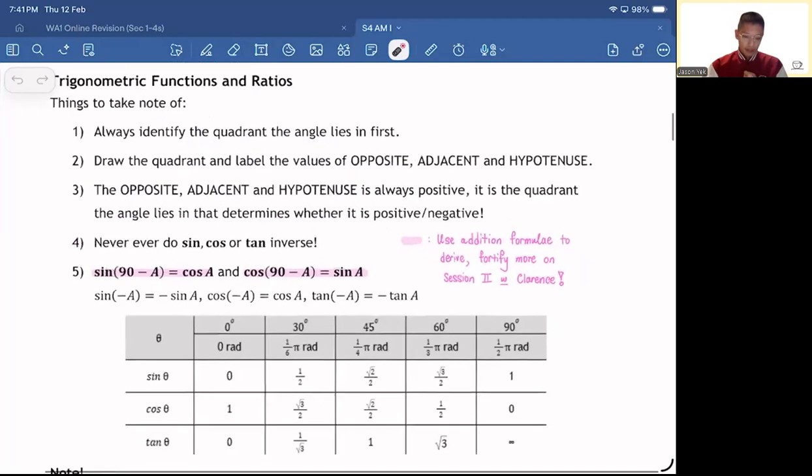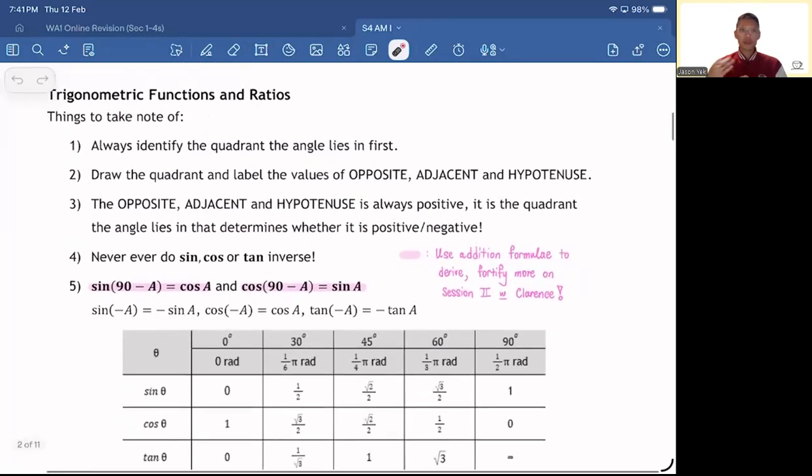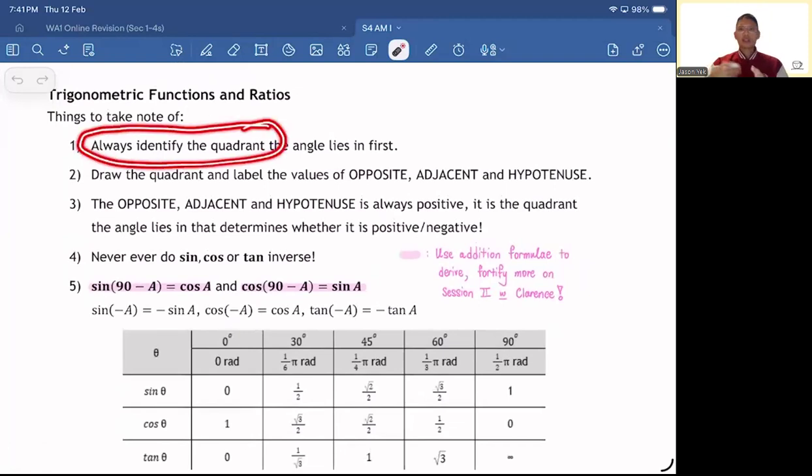So for trigonometric functions and ratios, if you have to deal with them, first thing, always identify the quadrant. In certain questions, they will tell you A and B are in the same quadrant, or A and B are in different quadrants, and so on. You have to read the question for the condition. So the first pointer, you always have to identify the quadrants.